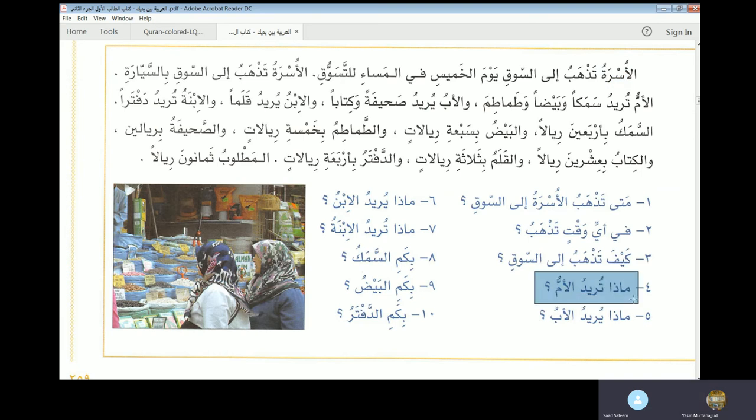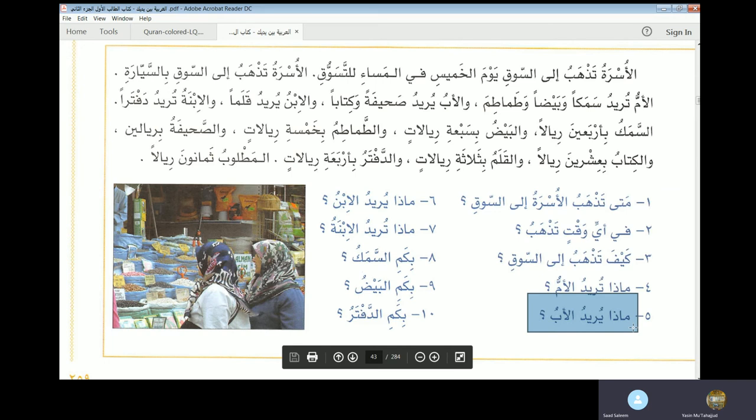Madha taridul um? Al um taridu samaka wa baydan wa tamatim. I think that's all. Okay. Madha yuridu abu? Abu yuridu sahifatan wa kitaban.